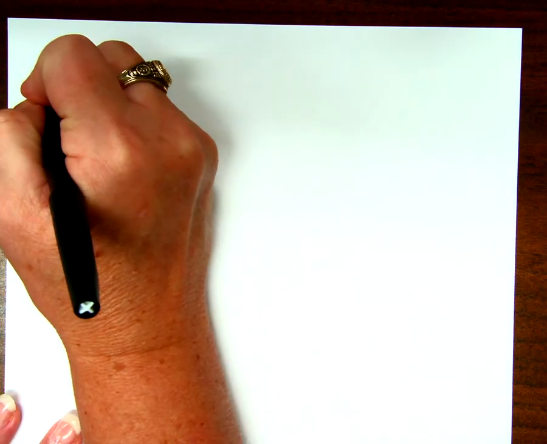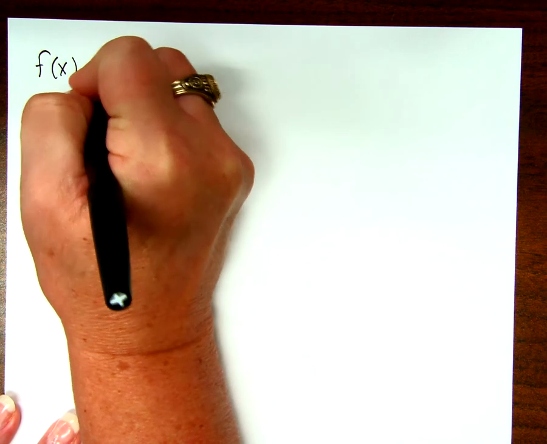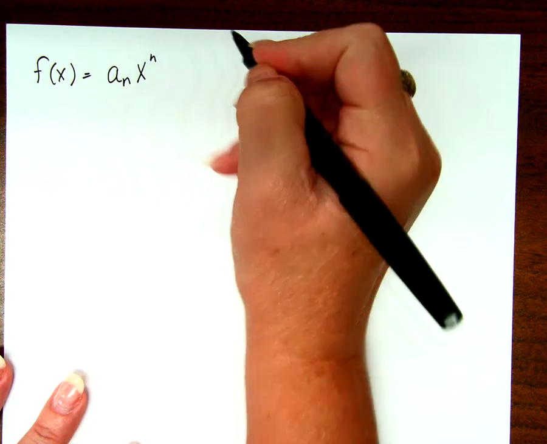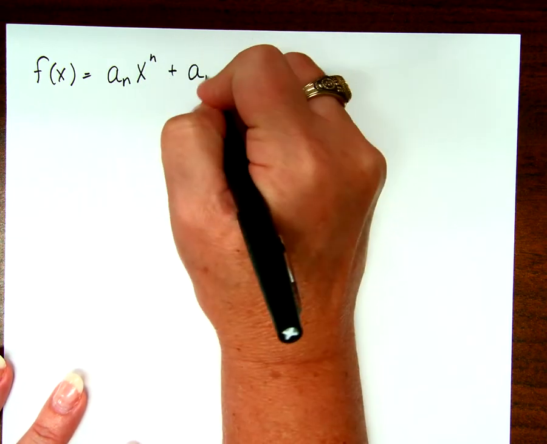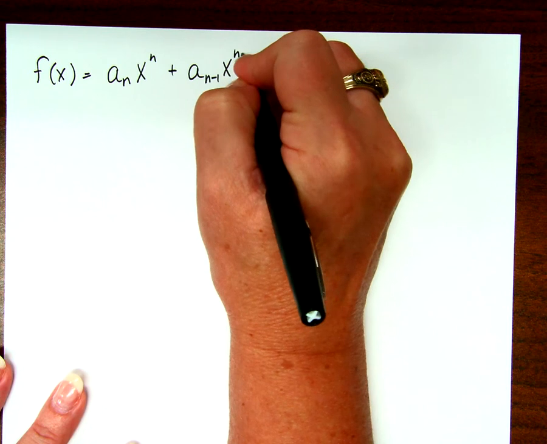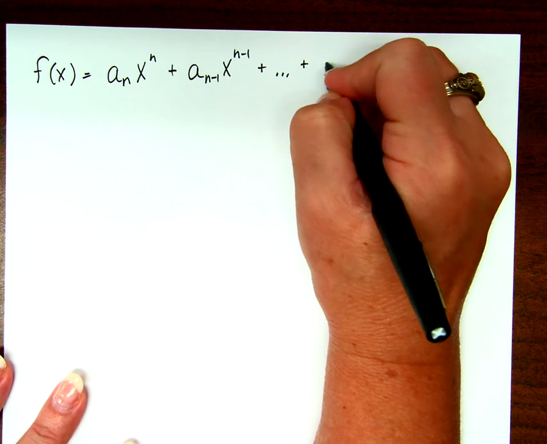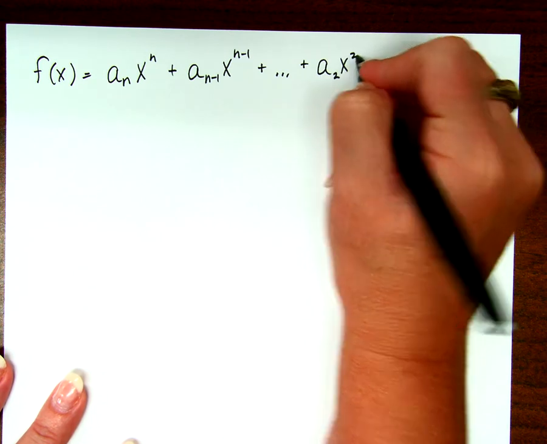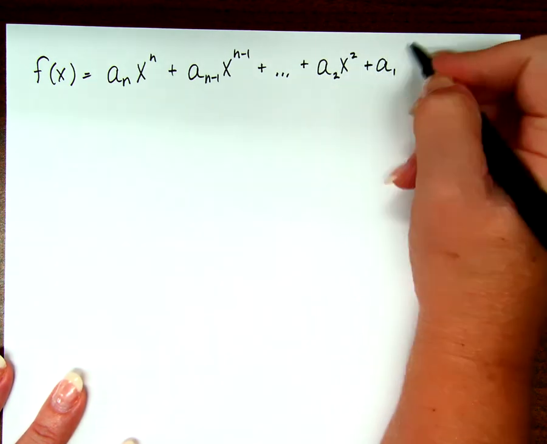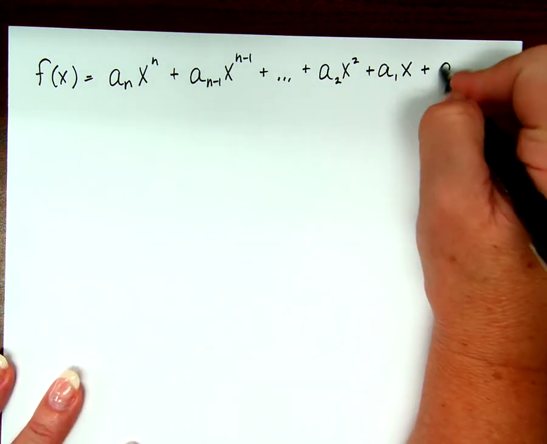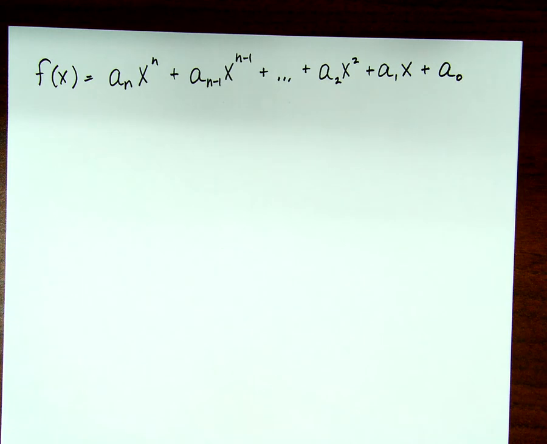So first of all, you got to be able to identify whether a function is a polynomial or not. Okay? So let me just give you this to start with. F of x equals a sub n x to the n plus a sub n minus 1 x to the n minus 1 plus dot dot dot plus a sub 2 x squared plus a sub 1 x plus a sub 0. Okay?